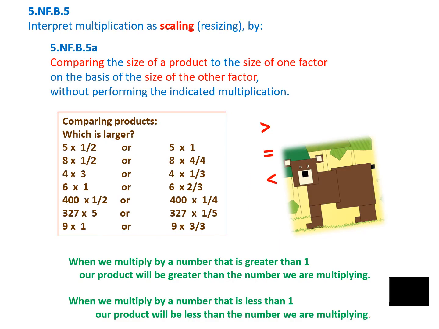In this slide, Square Bear compares the products of several different multiplications without actually performing the operation. But he can determine quite quickly which product is going to be less than, equal to, or greater than the other.